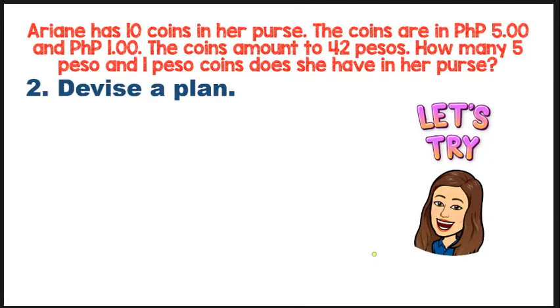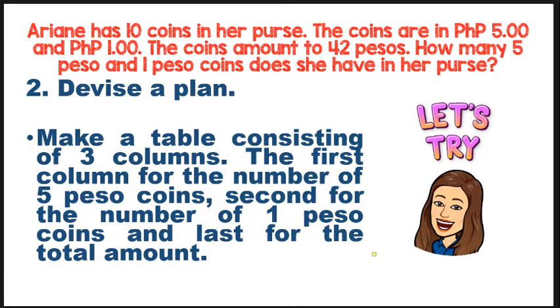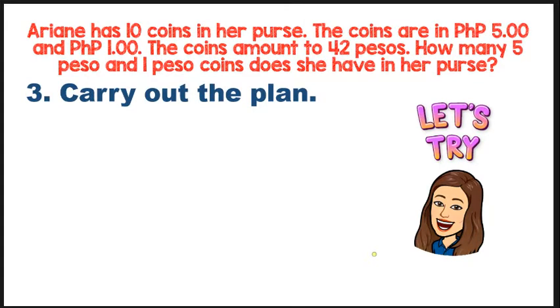Now, let's devise a plan. You can make a table consisting of 3 columns. The first column for the number of 5 peso coins, the second for the number of 1 peso coins, and the third or last column for the total amount for the combination. Let's carry out the plan.